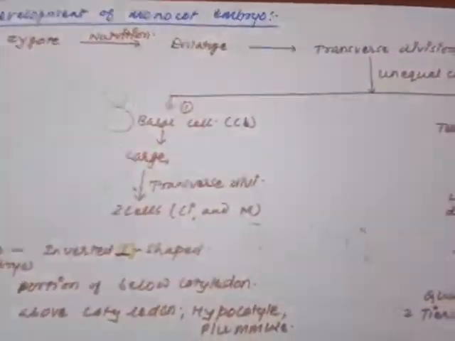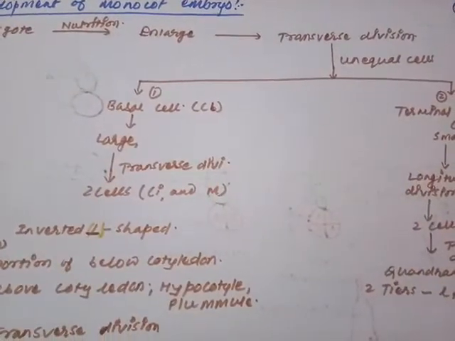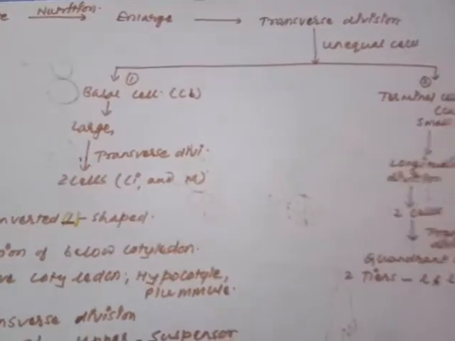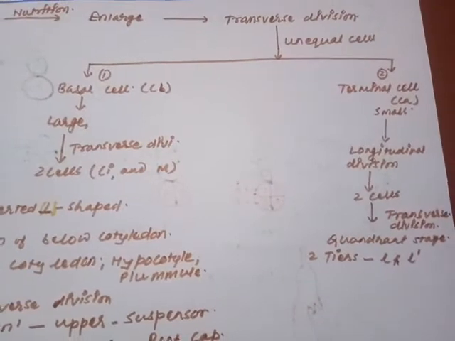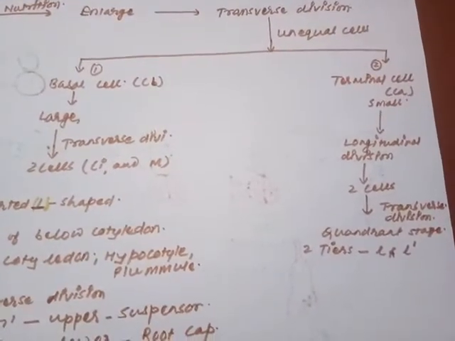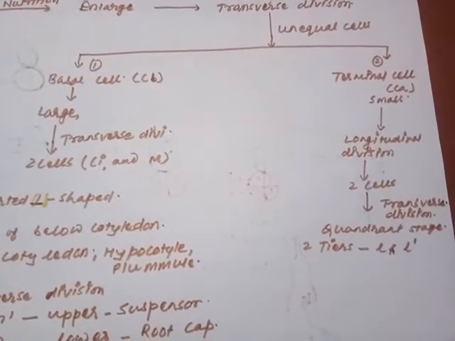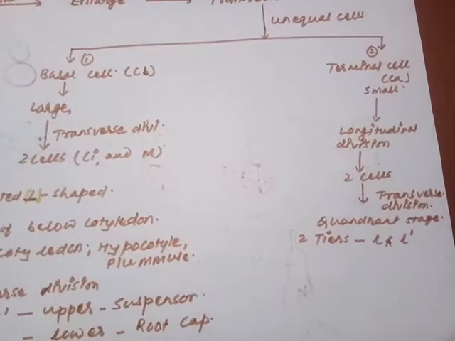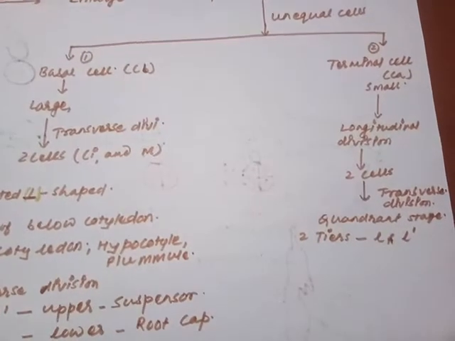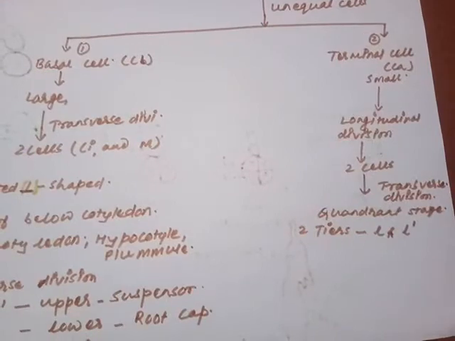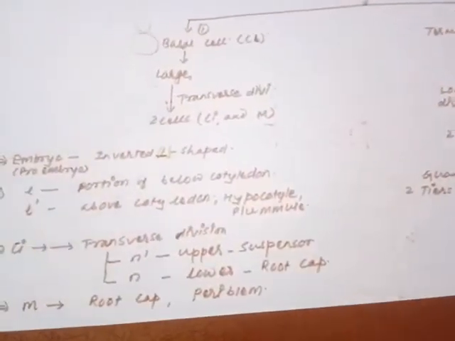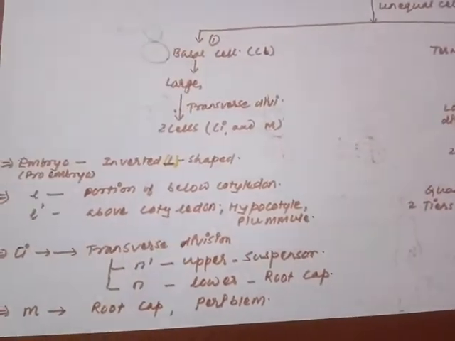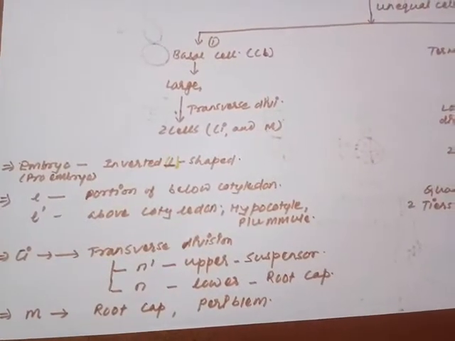The zygote divides transversely and unequally into the basal cell and the terminal cell. Basal cell is the larger one, terminal cell is the smaller one. The larger cell will divide transversely to form the two cells Ci and M, and the terminal cell is going to form two cells, first by longitudinal division, then the transverse division, so two cells L and L dash are there. And at that stage the embryo looks like the inverted T-shaped stage.